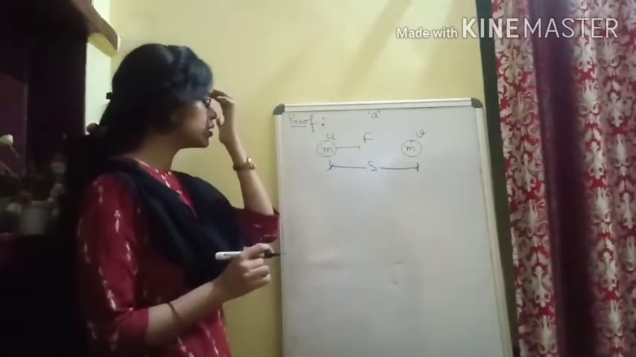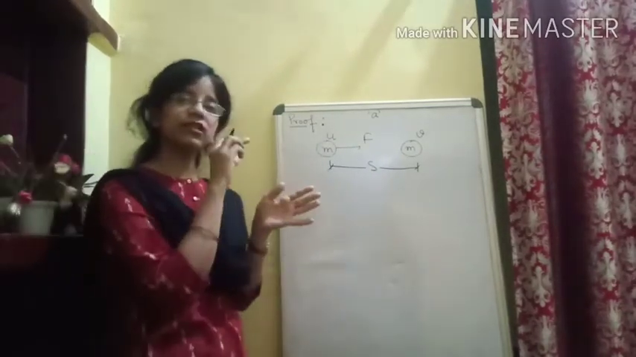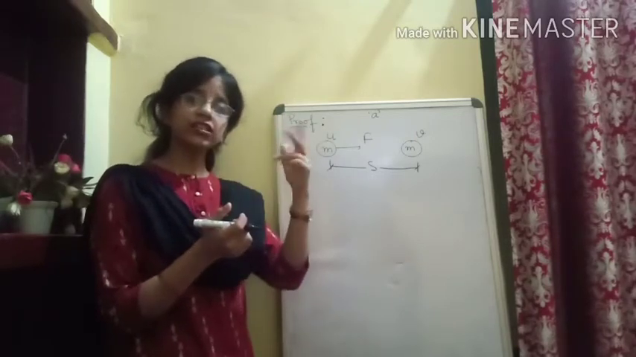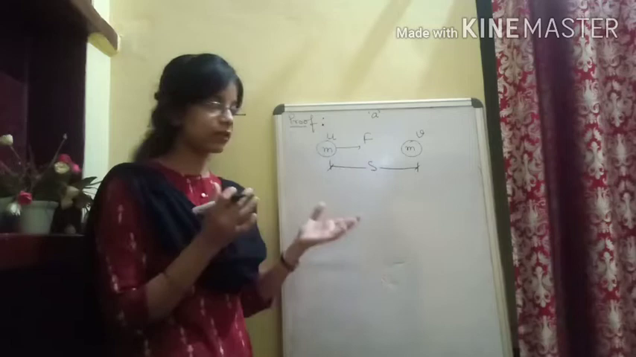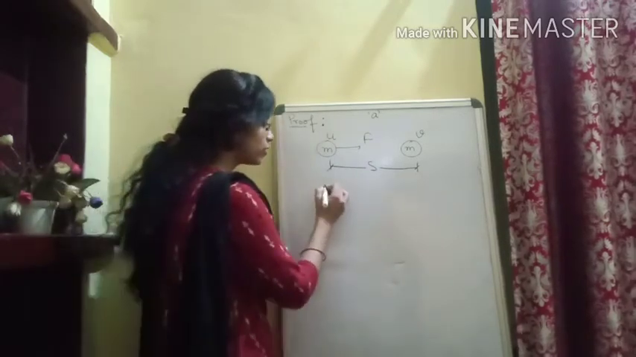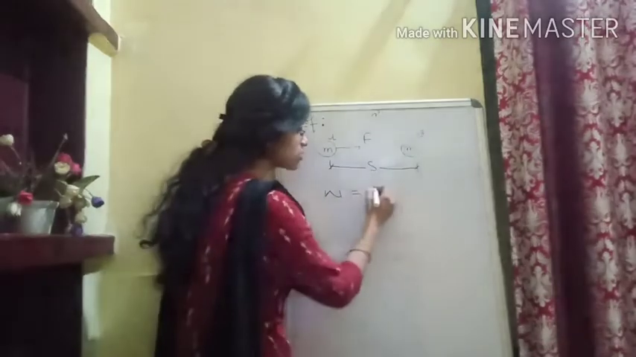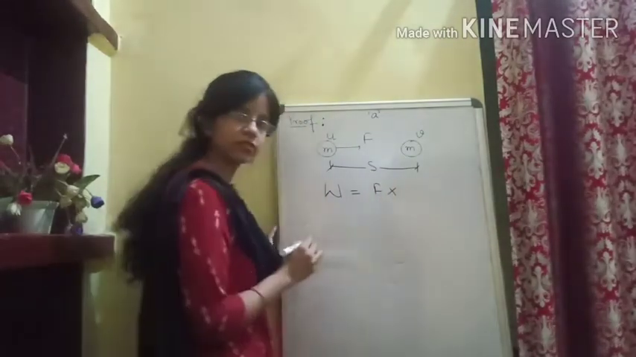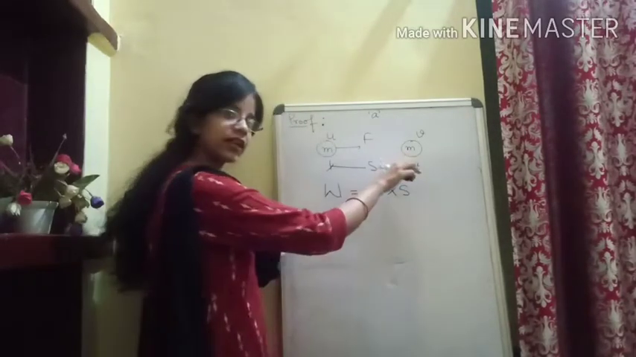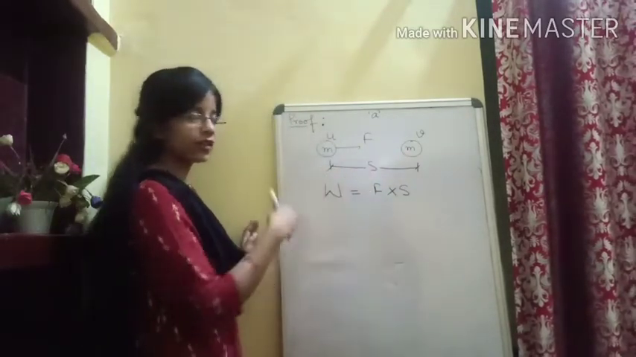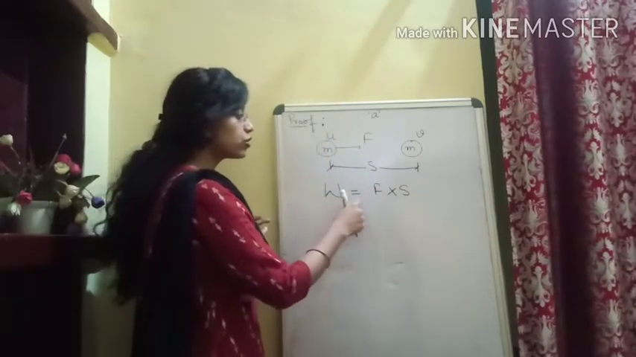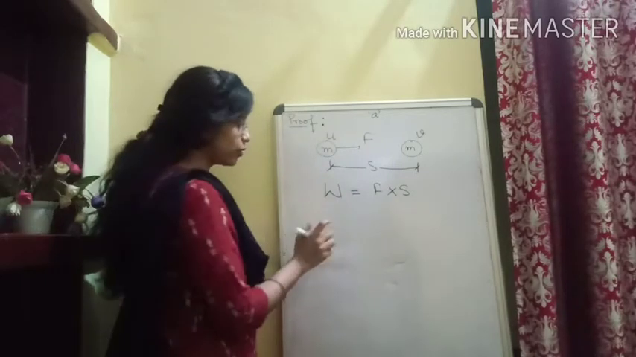Now, what was the statement? We have to calculate the work done, and it should be equal to the increase in kinetic energy. That means basically we have to calculate the work done. How do we calculate the work done? The expression is force into displacement. What displacement are we taking? s. Since it is in the direction of the force, we do not write cos, as cos 0 is simply 1. So W is equal to force into displacement.